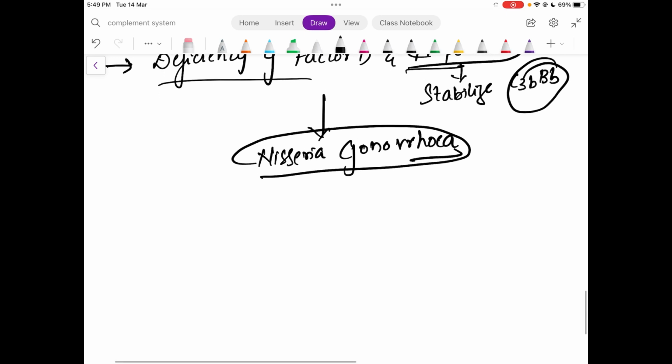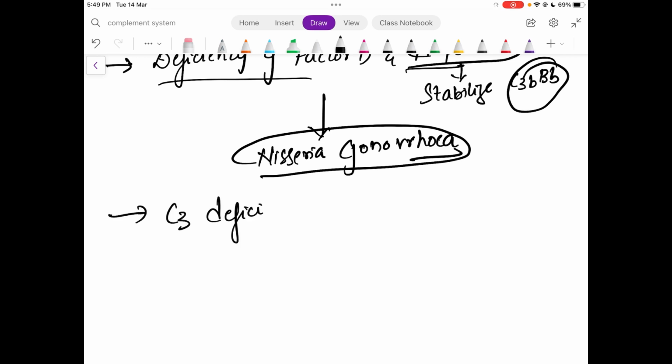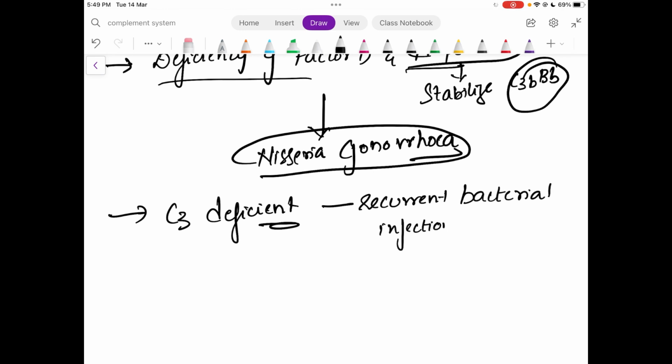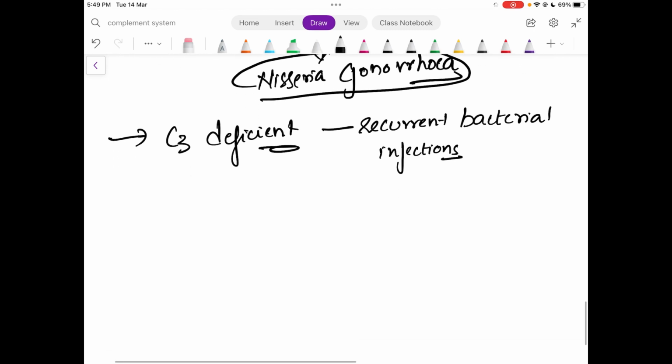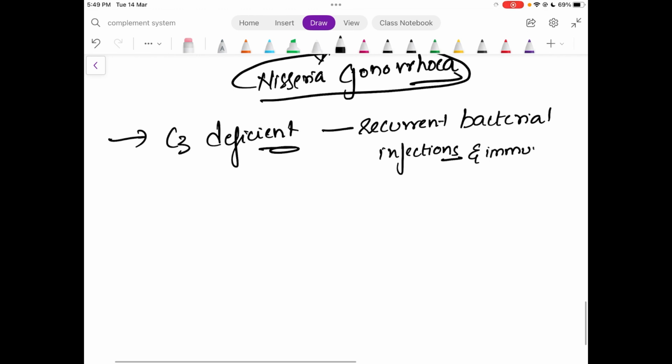Okay, next, if C3 is deficient, they will have recurrent bacterial infections. Okay, and immune complex diseases. Okay, whenever there is a C3 deficiency.